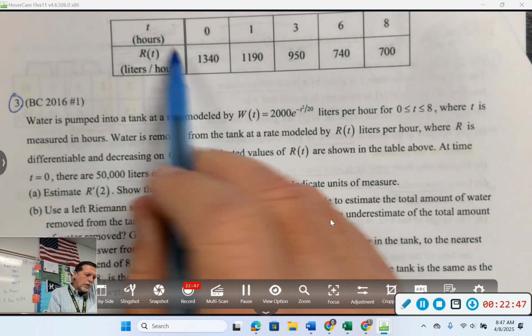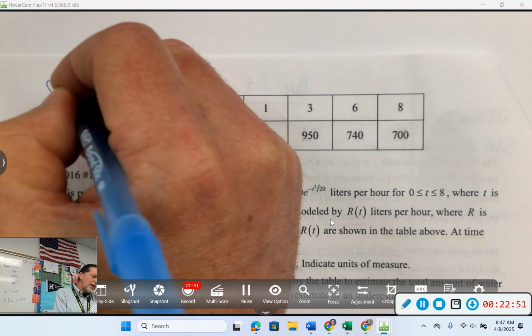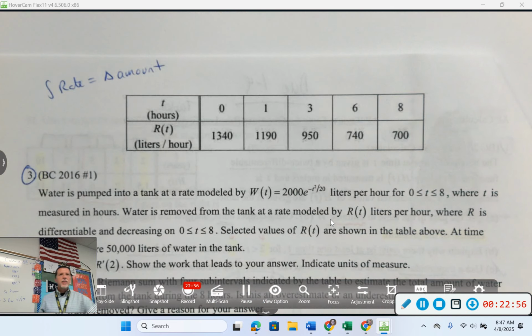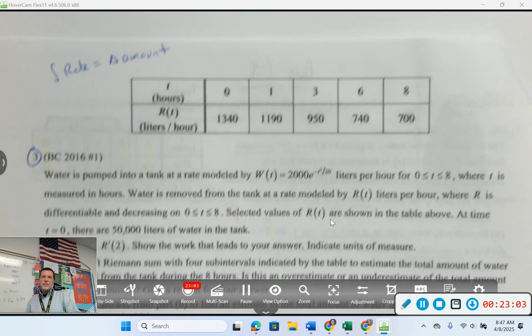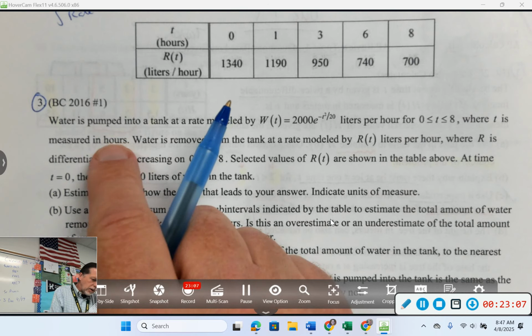Yeah, even before I read the question, it's giving me a rate. So already I'm thinking, I integrate a rate to get the change in the amount. And I can't really integrate an equation because I don't have an equation, so probably another Riemann sum here. Okay, let's read the question now. Water is pumped into a tank at a rate modeled by W. So this is the into rate. So I've got an equation for the into. I wonder if R, now let's just keep reading.